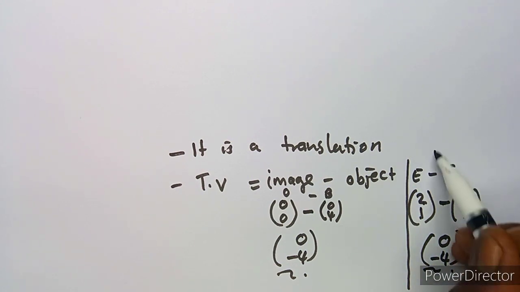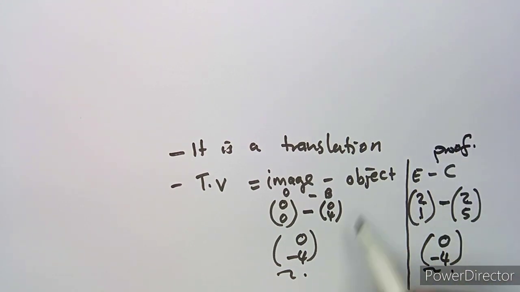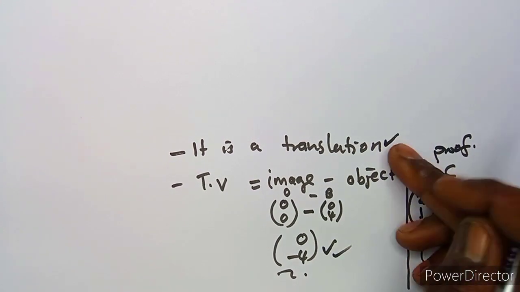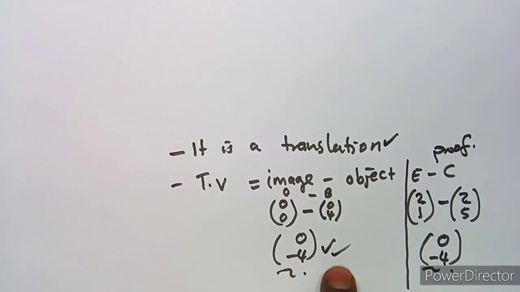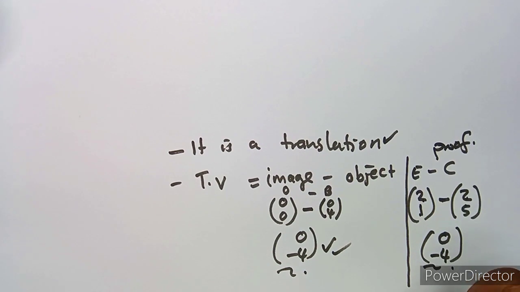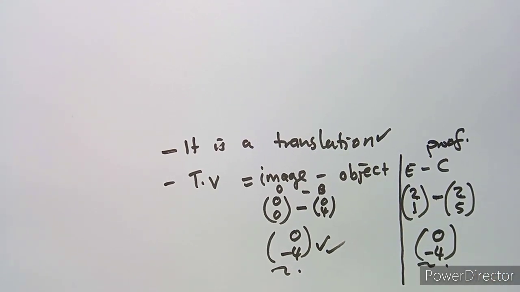This is just a proof that you are doing, but you just need to state this. It is a translation. Then you state your translation vector. That is what is important. This is just a proof to check whether what we have is actually corresponding. Okay, so that's what we actually had on this part.